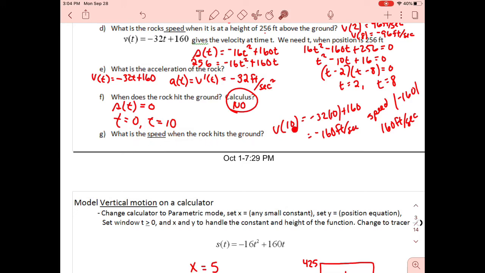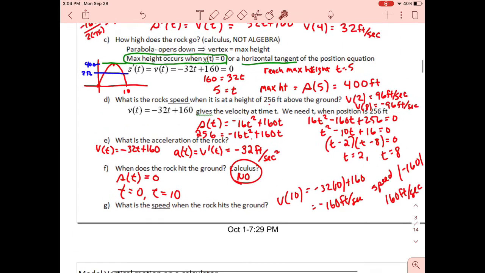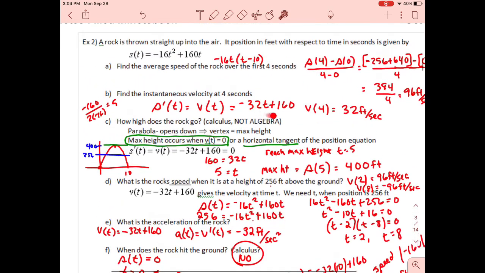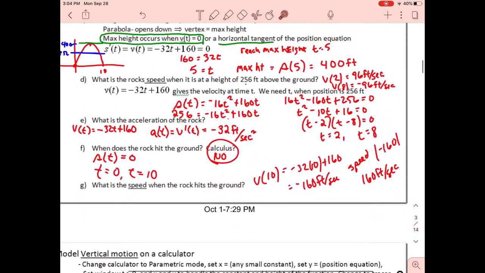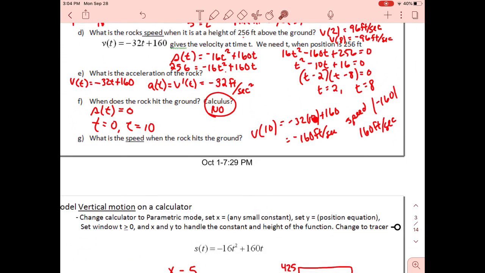Well, we need to know the velocity at the 10-second mark. So you put in negative 32 times 10 seconds for t, plus 160. That's our velocity equation that we had found earlier, right up here, negative 32t plus 160. So negative 32 times 10 plus 160 is going to end up being negative 160 feet per second. So the speed of the rock when it hits the ground is 160 feet per second.